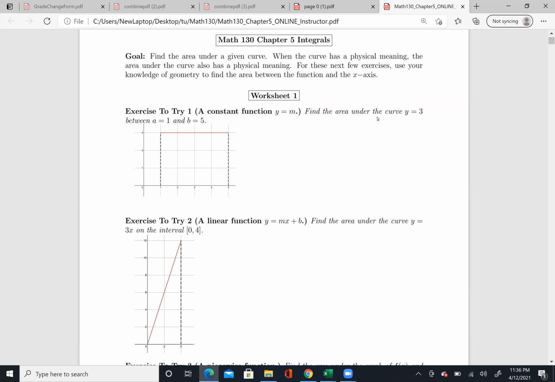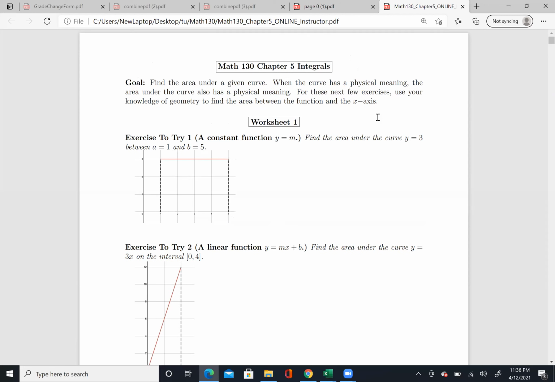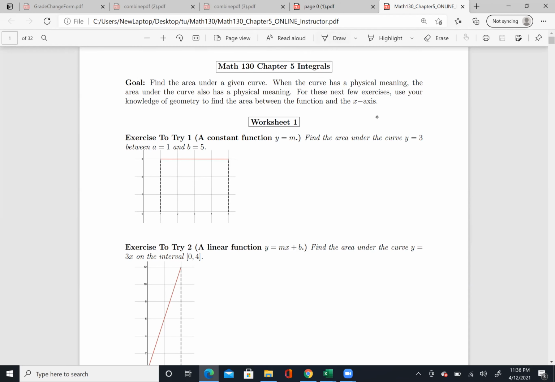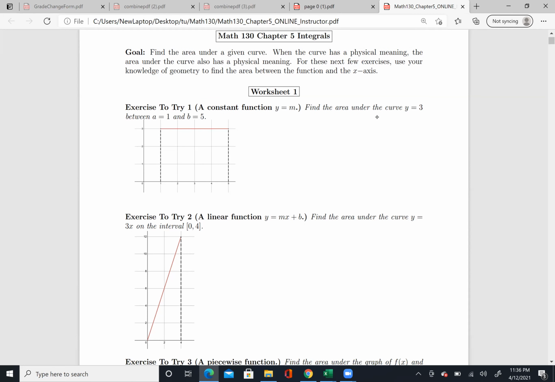Okay, so our goal in here is we're going to find the area under the curve, right? Under the curve, and when the curve has physical meaning, the area under the curve also has a physical meaning. Okay, so let's take a look at the next few exercises, and we're going to use some geometry knowledge to find the area in between the function and the x-axis.